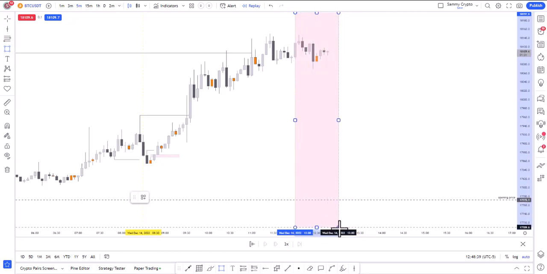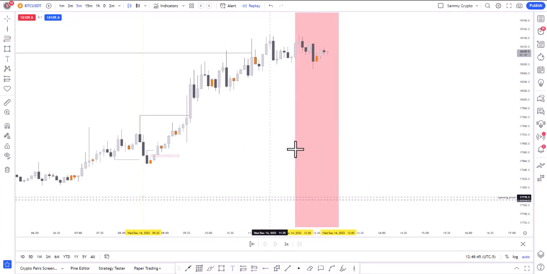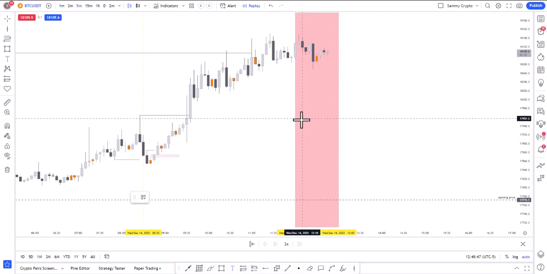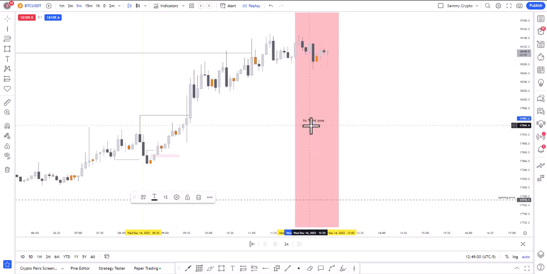There's still more to this module or strategy I will talk about. But for now, this is my no trade zone. I'm going to write it there. I don't trade in this zone. 12 p.m. New York time to 1 o'clock New York time. That's 12 p.m. to 1 p.m. This is my no trade zone.